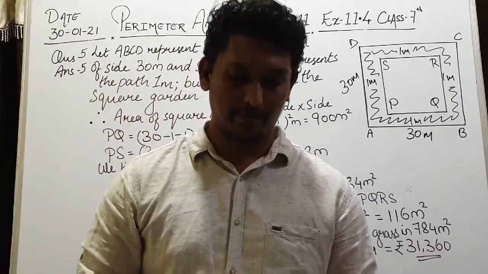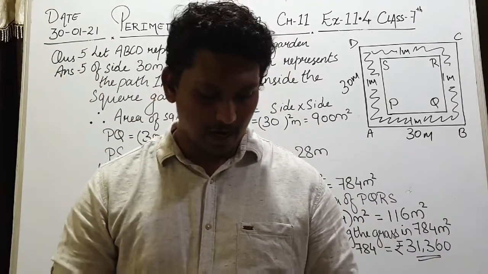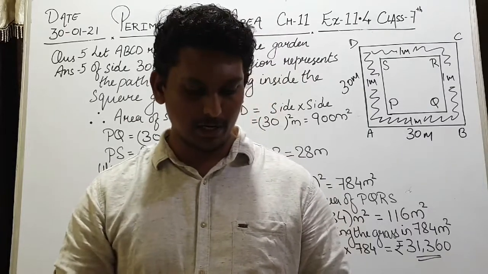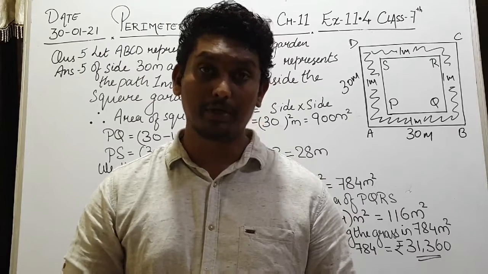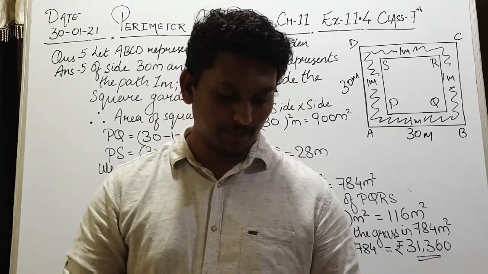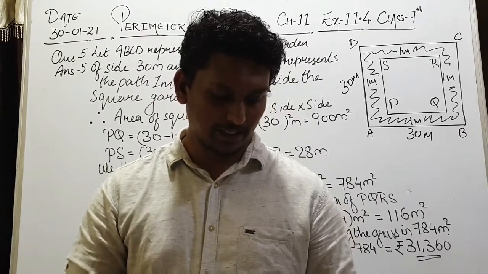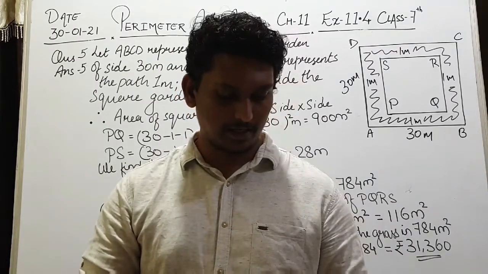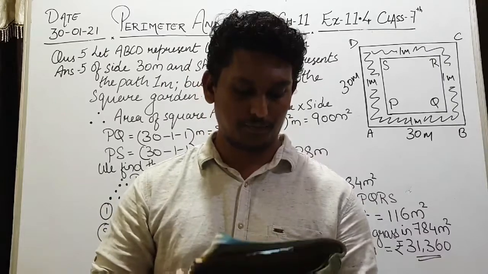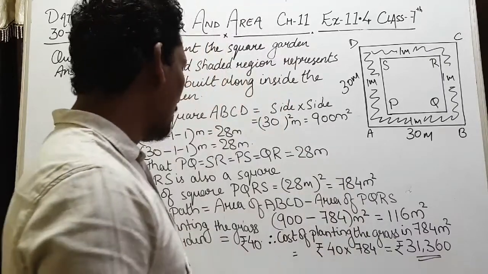Okay, come to question number 5. I'm just reading the question. A path 1 meter wide is built along the border inside a square garden of side 30 meter. Find the area of the path, first thing that we have to find out, and the second is the cost of planting the grass in the remaining portion of the garden at the rate of rupees 40 per meter square.